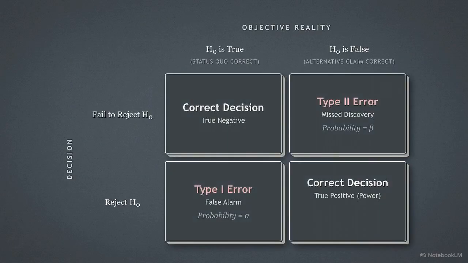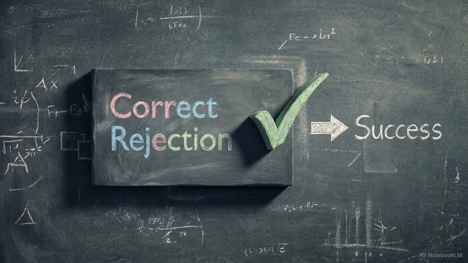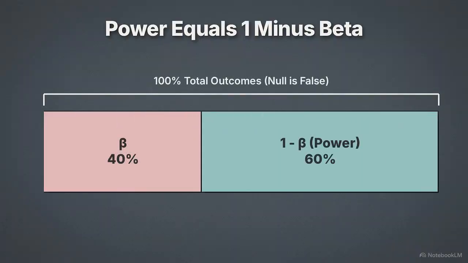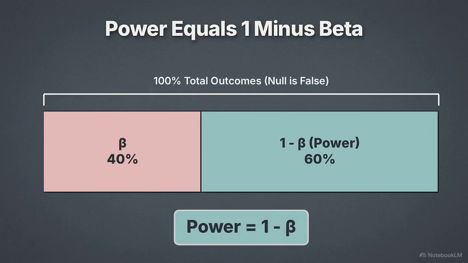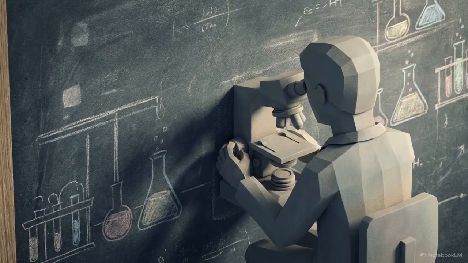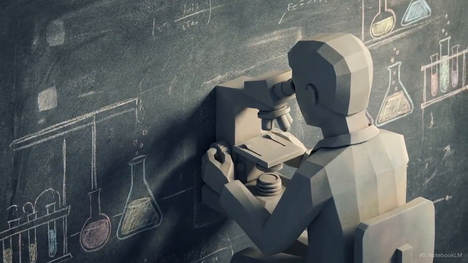We can now focus on the primary objective for most researchers, correctly identifying when the alternative hypothesis is true. This occurs in the bottom right quadrant, where we successfully reject a false null hypothesis. This correct outcome is called the power of the test. In a reality where the null is false, the probability of a type 2 error and the probability of a correct decision must add up to 100%. This defines the relationship. Power equals 1 minus beta. To ensure a study has a high probability of discovering the truth, the test must be engineered to minimize the risk of missing it.